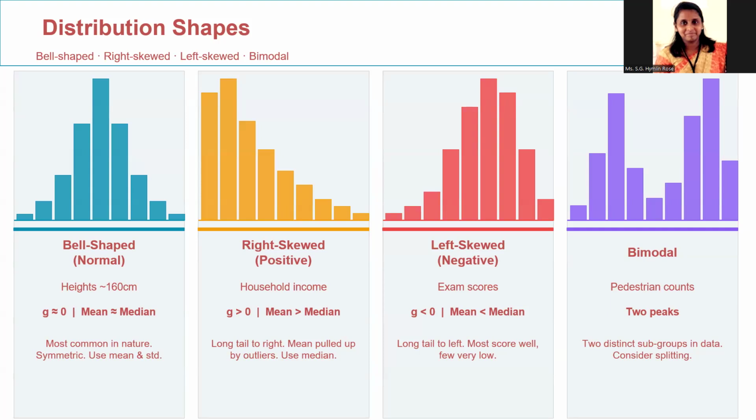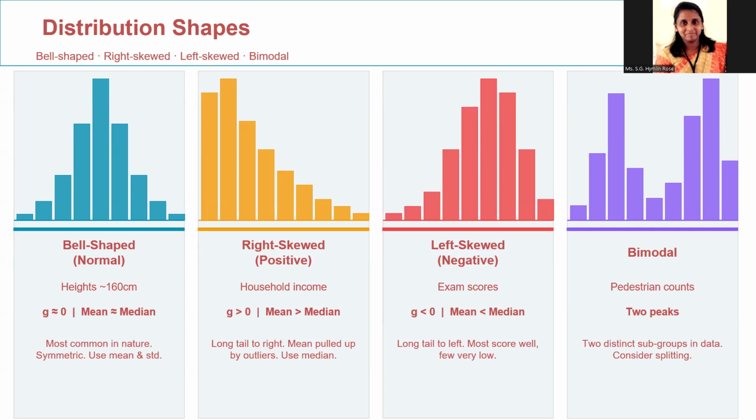A right skew distribution has a long tail extending towards the right, the higher values. The bulk of the data clusters on the left. So skewness G is greater than 0, mean is greater than median, and the distribution leans left with a rightward tail. The mean is pulled upward by extreme high values, outliers on the right. The best measure of center is the median, since it is resistant to outliers. Log transformation is often applied to normalize right skewed data.